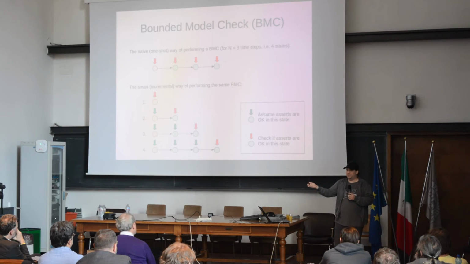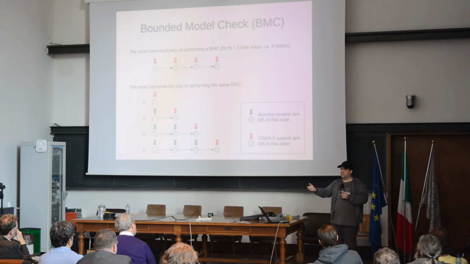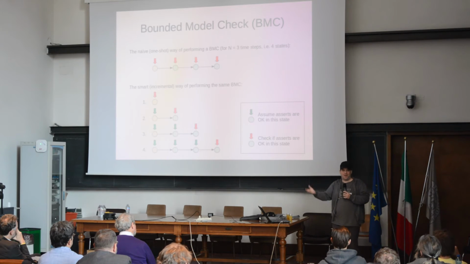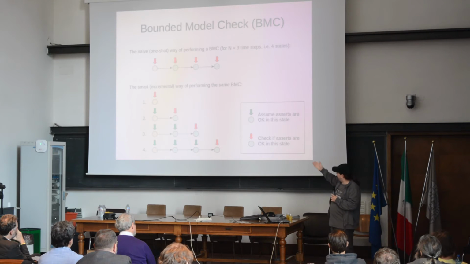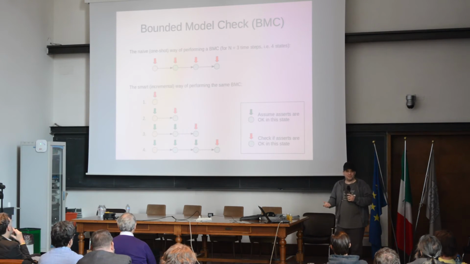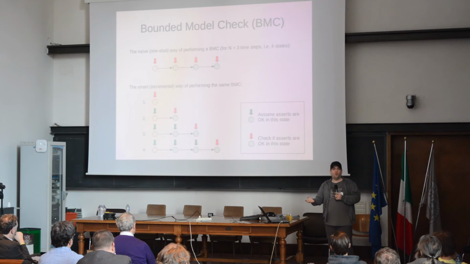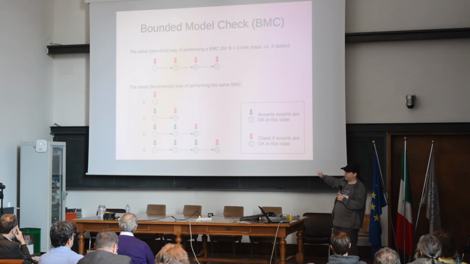And if there is such an initial state, then we are done. I don't need to check any other states because my initial state can already violate my assertions. However, if this fails or succeeds, however you would like to look at it, so if we find out that the initial state always complies to our assertions, we construct a different proof.